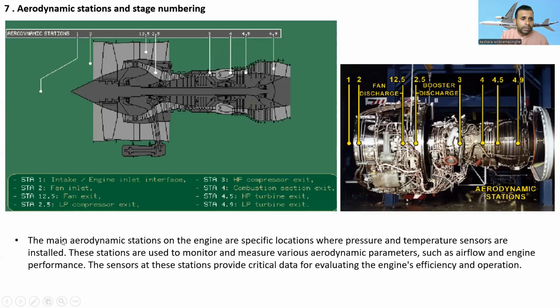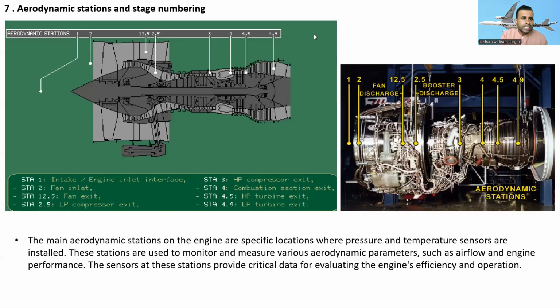The main aerodynamic stations on the engine are specific locations where pressure and temperature sensors are installed. These stations are used to monitor and measure various aerodynamic parameters such as airflow and engine performance. The sensors at these stations provide critical data for evaluating the engine's efficiency and operation.